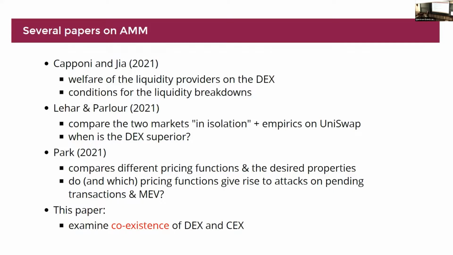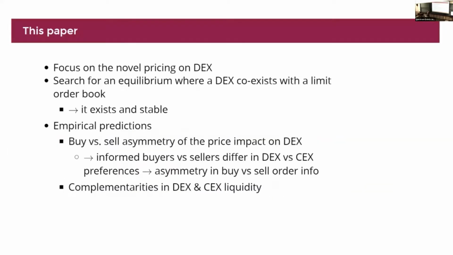Agostino and Ruggi compare the welfare of liquidity providers on the DEXs and look at liquidity freezes, liquidity breakdowns on the decentralized exchanges. There's Alfred and Christine's paper where they compare these two markets in isolation. There is Andreas's paper, who compares different markets, different pricing properties, and different desired pricing properties. So this paper talks about coexistence.